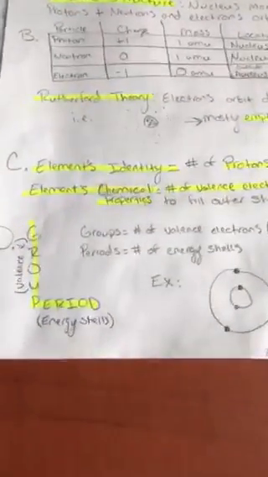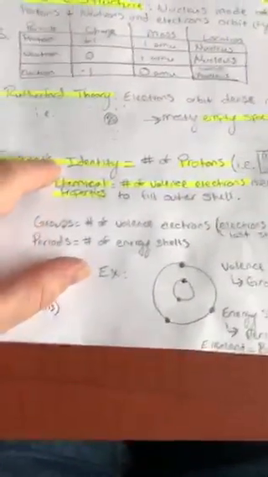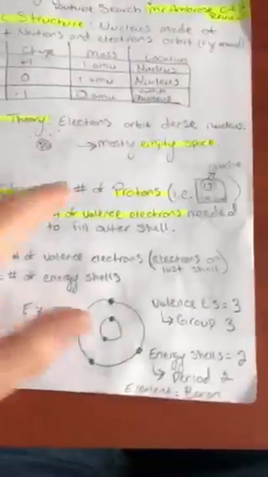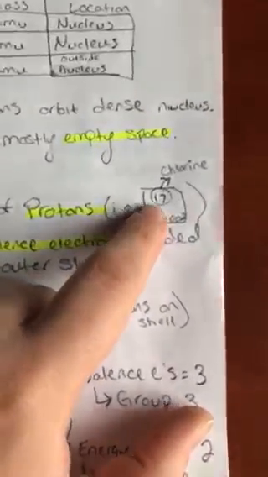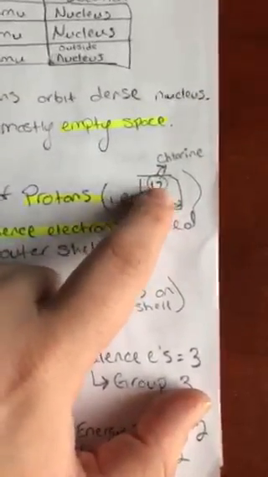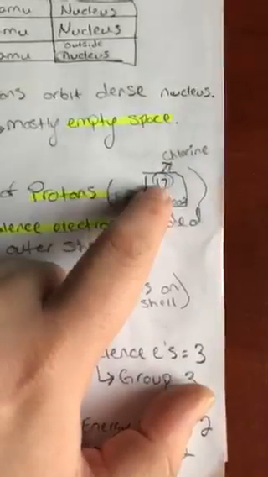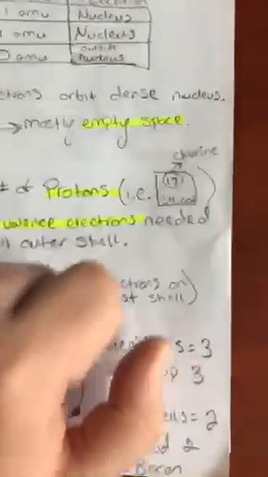Okay, the next part is element's identity. The element's identity, or what tells us what an element is, is the number of protons. So for example, if we look at the periodic table and we have our atomic number of 17, we know that means that this element has 17 protons, so it must be chlorine, okay?